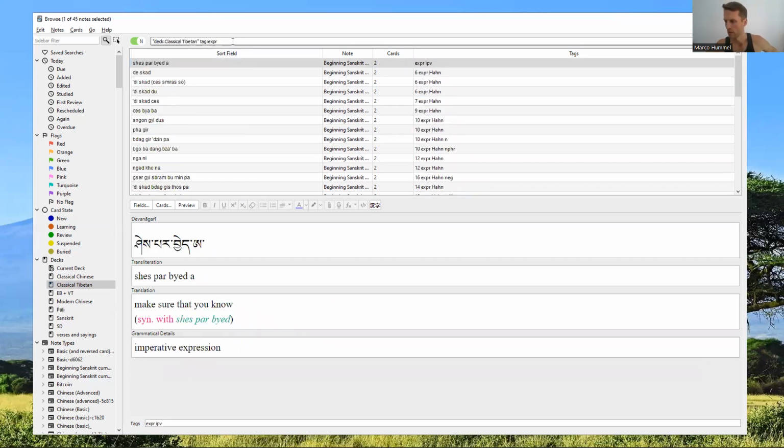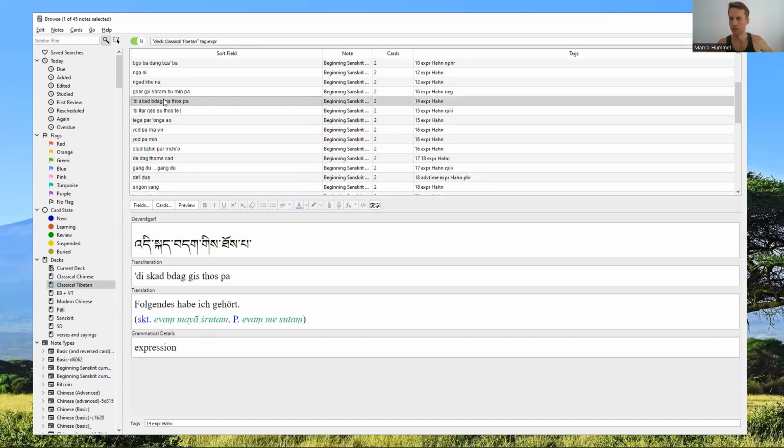Expressions again. Shes par bya, make sure that you know. So expressions there, like different types of sayings or phrases which usually come in a language as well. Or di skad bdag gis thos pa. So the following I've heard, this is in Sanskrit evam maya shrutam, or in Pali evam me sutam.